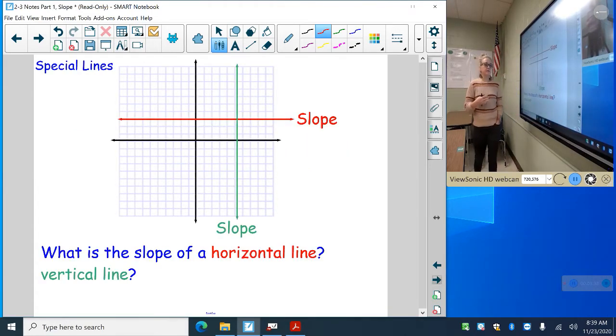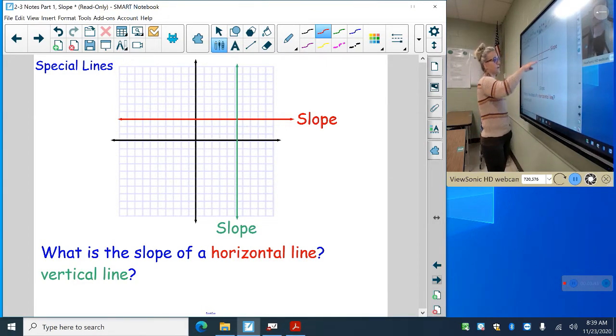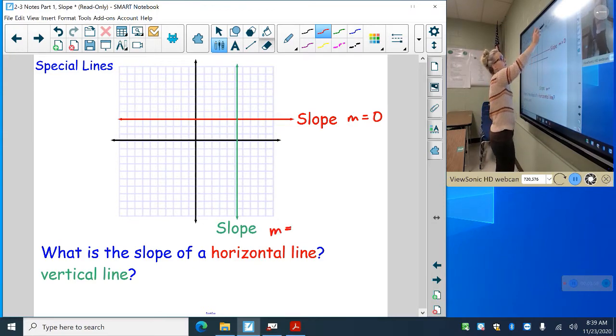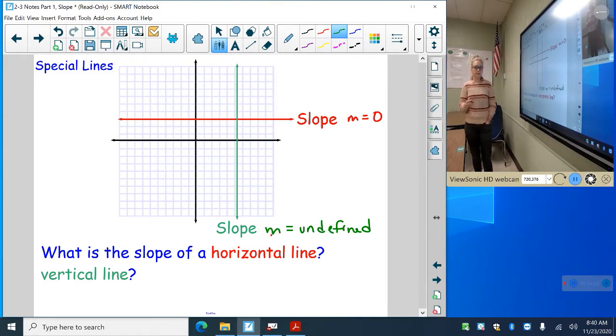Now, special types of lines with different types of slope. Anytime you have a horizontal line, like this red one right here, you are going to have a slope of 0. Horizontal line, slope is 0. And when you have a green line like this one, which is a vertical line, we would say slope is undefined. Let's put that in green so it matches. So anytime you have a horizontal line, slope is 0. Anytime you have a vertical line, slope is undefined.